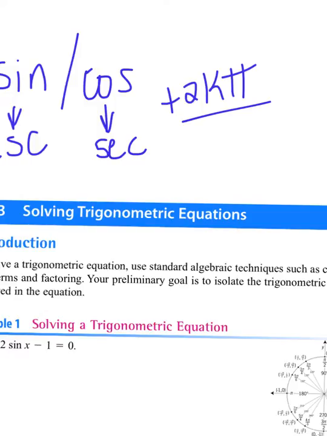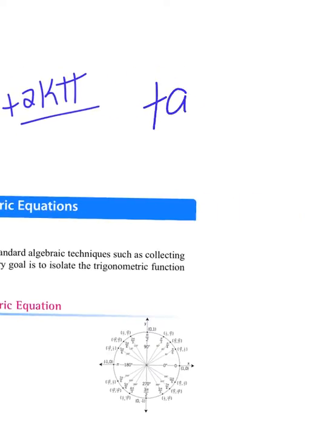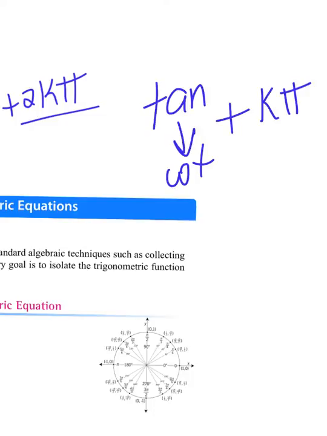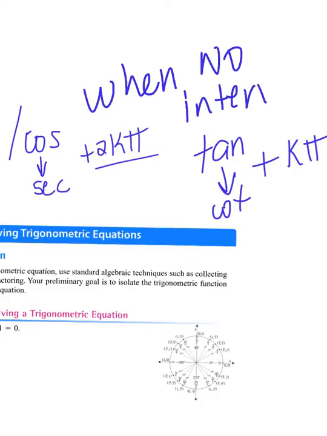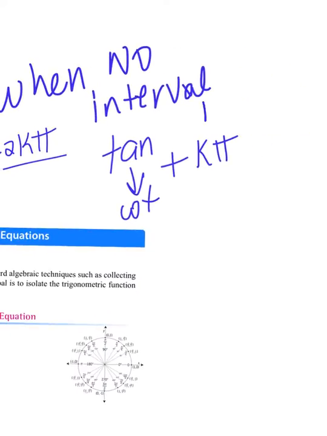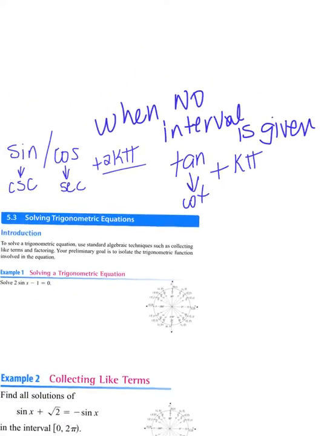So for sine, cosecant, cosine, and secant, I want you to write plus 2k pi. And then for tangent and its reciprocal, cotangent, I want you to write k pi. This is when no interval is given. And I'll explain what I mean by that in 1 second. But the first thing you need to look at is if an interval is given or not, okay?